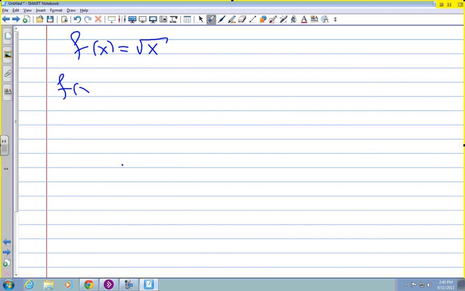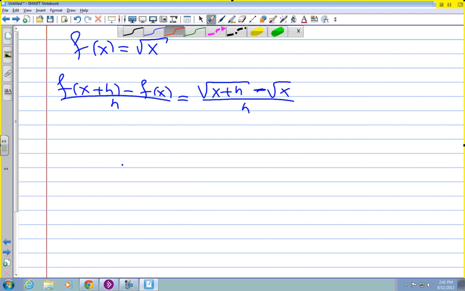So again, we'll set this up. If f of x is square root of x, then what is f of x plus h? Root of x plus h. That's right. Minus square root of x, over h. So again, this is f of x plus h, and that is f of x.